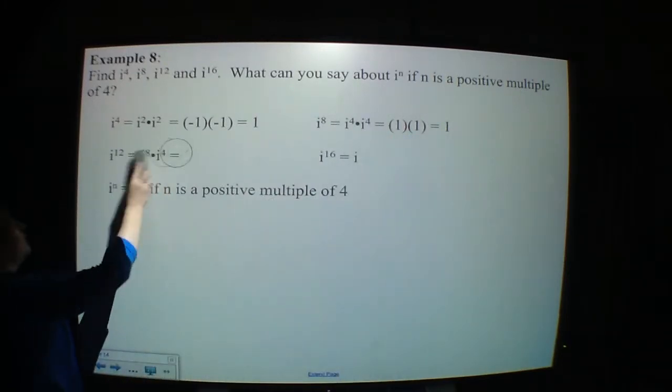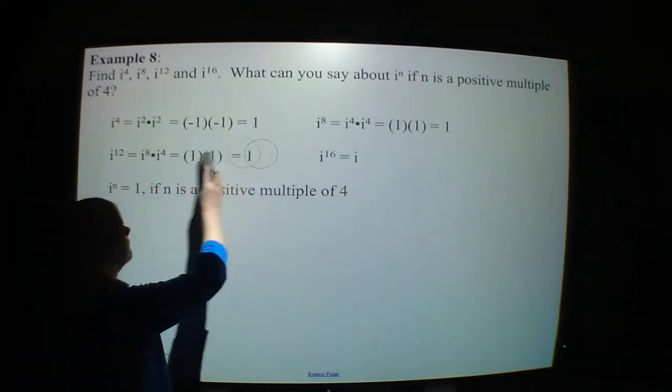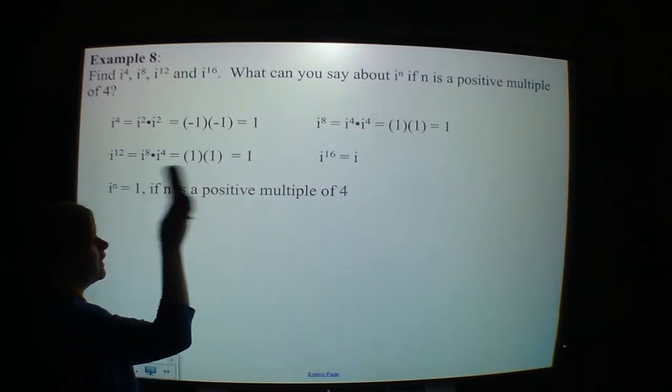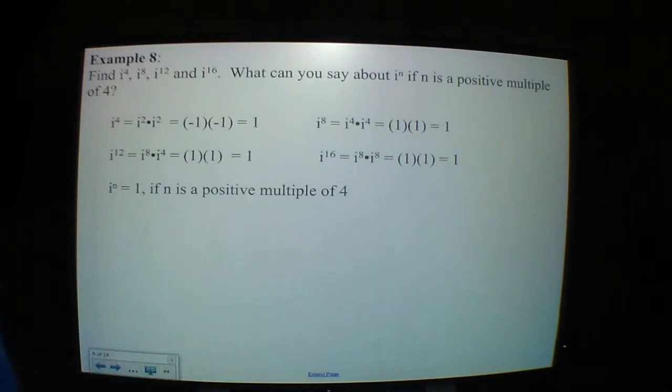I can think of this, if I want, as i to the 8th times i to the 4th, 1 times 1. i to the 16th, hopefully you get the idea. It's 1. So any positive multiple of 4 will give you 1, no matter what. Okay?